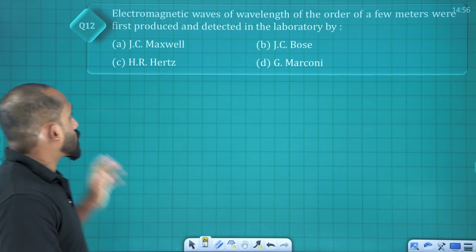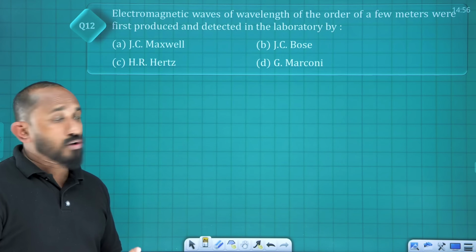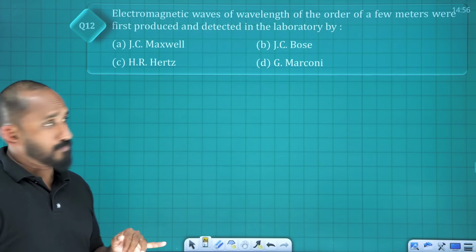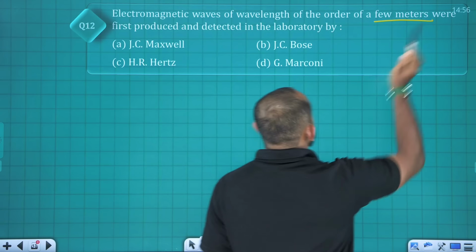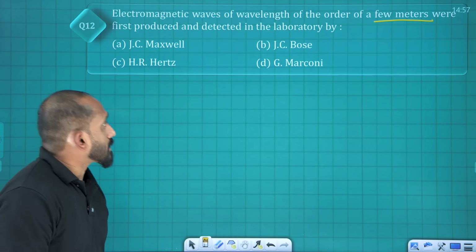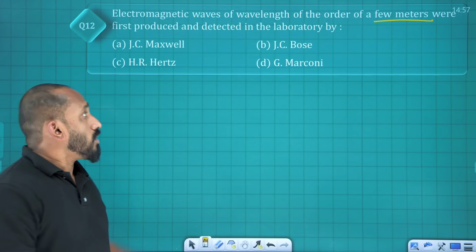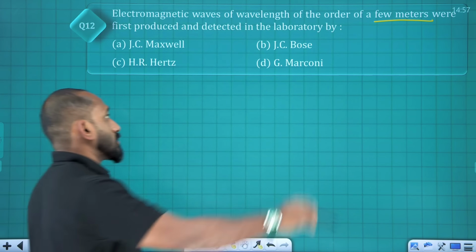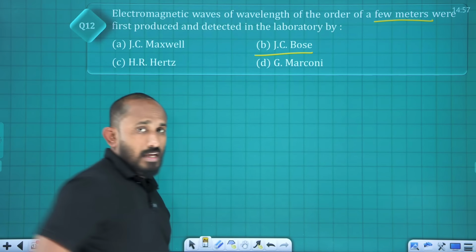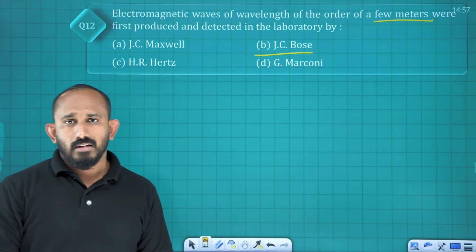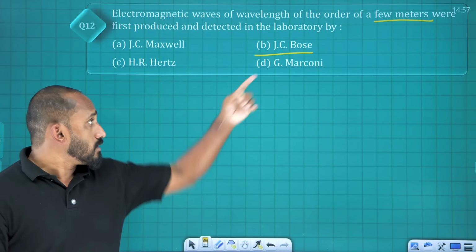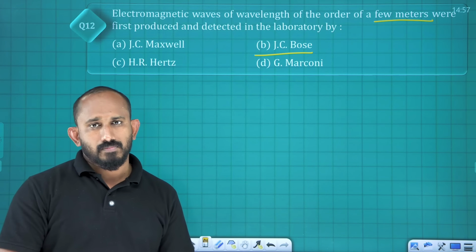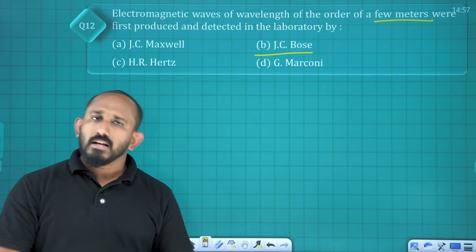Next question. Electromagnetic waves of wavelength of the order of a few meters were first produced and detected in the laboratory by. Okay, the name of the scientist is Jagdish Chandra Bose, J.C. Bose, an Indian scientist. He was the first to succeed in the range of a few meters. Let's go for the next question.